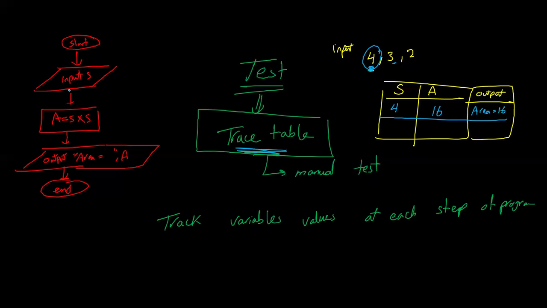The next input, which you will trace, 3. Area equals side times side. So 3 times 3, which is 9. And now area equals 9 and so on. We can try it with 2. Okay, so this is a way of testing which we call a trace table. In a trace table you will track variable values at each step of your program. Okay, also we talk about different types of testing.